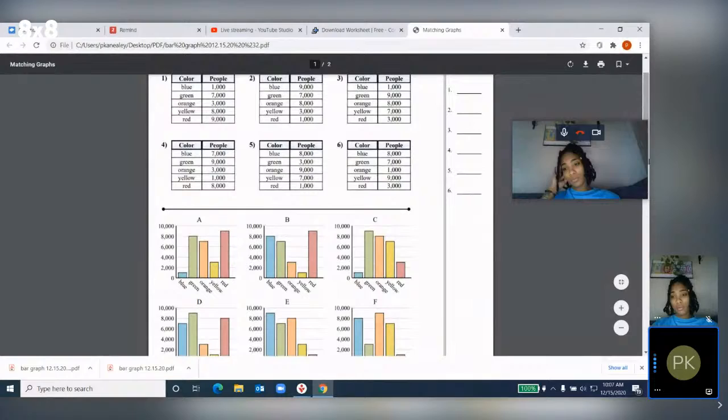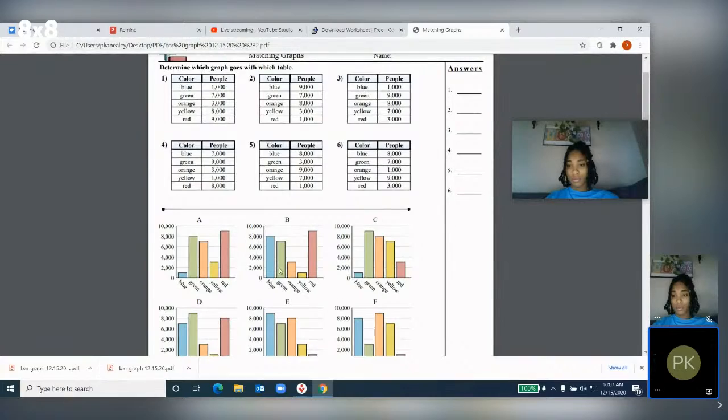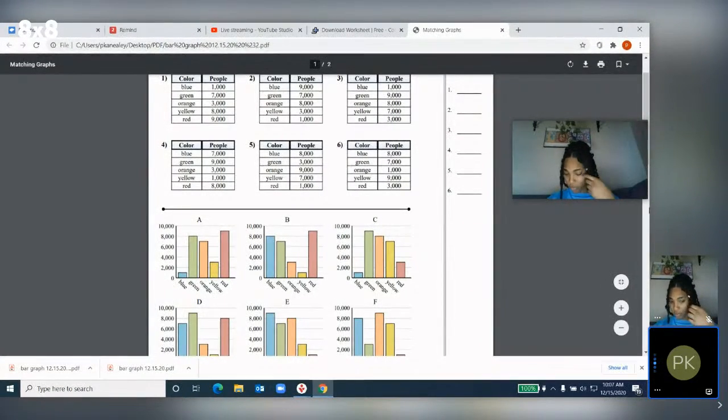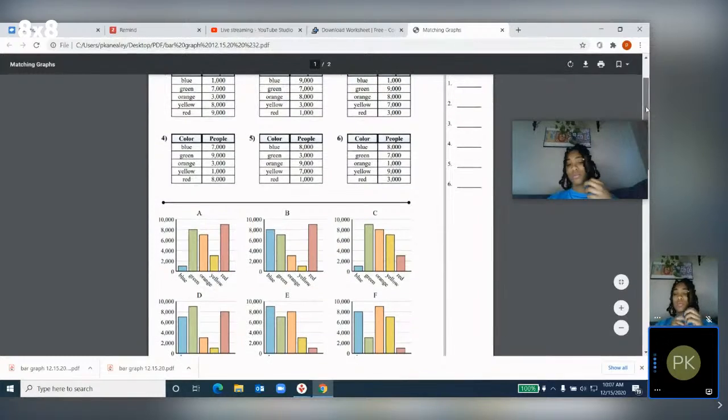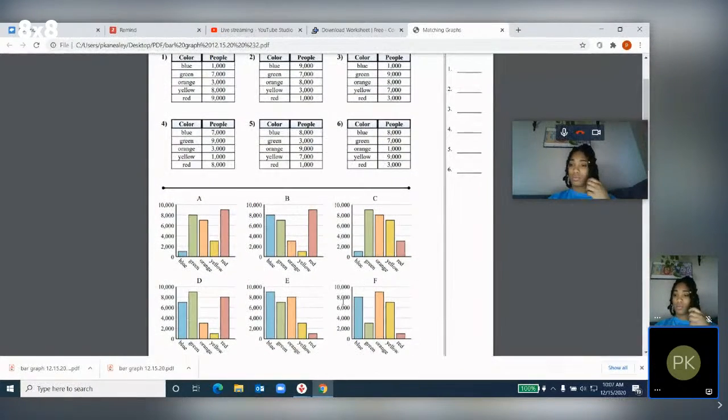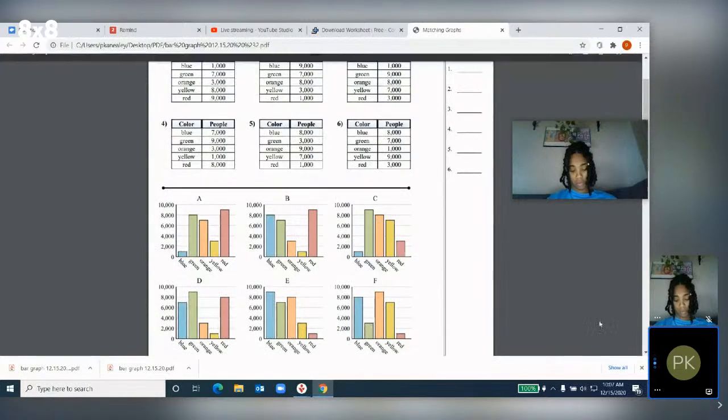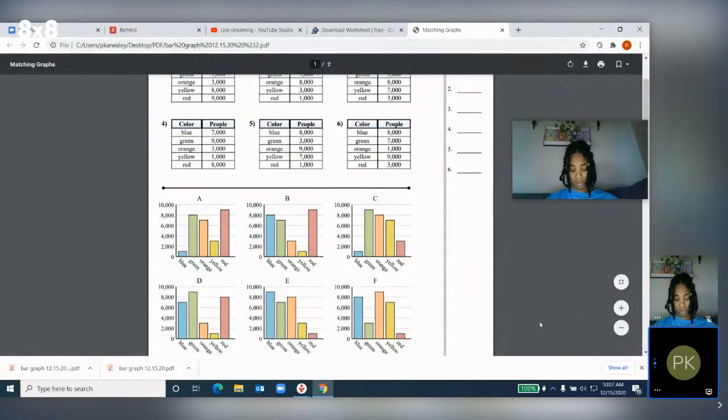Okay, what we're going to have to do next is go to 3,000 for the green. So in this one, green is almost 7,000. So we know it's not going to be that one. So we're going to go down. Right here, green is 3,000 people. Let's just double check and make sure. So F looks good right now.